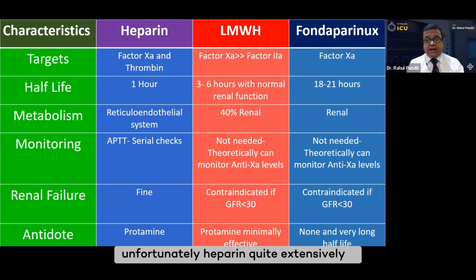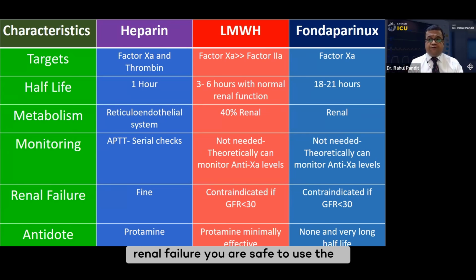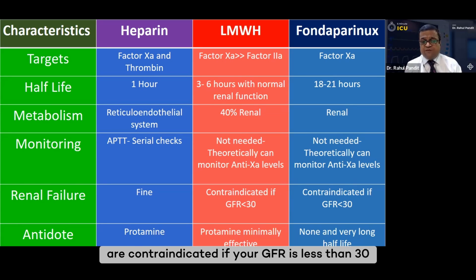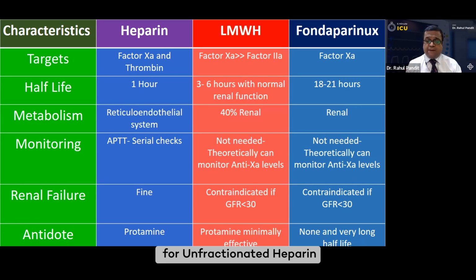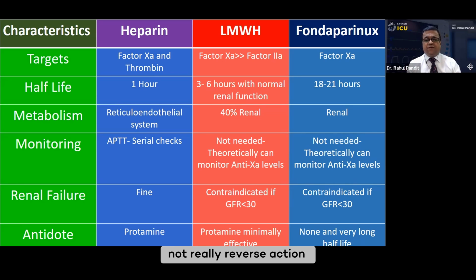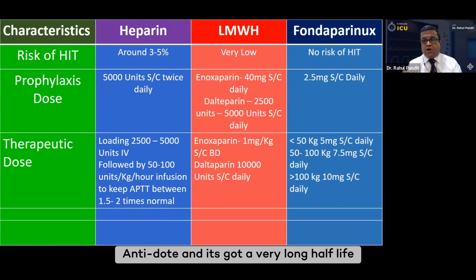Well, you need to monitor, unfortunately, heparin quite extensively. You need to do serial checks with APTT, whereas there is no need to monitor low molecular weight heparin or fondaparinux. In renal failure, you are safe to use unfractionated heparin, whereas low molecular weight heparin and fondaparinux are contraindicated if the GFR is less than 30. Antidote, luckily you have an antidote in the form of protamine for unfractionated heparin. However, for LMWH, protamine may only minimally act and not really reverse the action. And fondaparinux has, unfortunately, no antidote and has a very long half-life.